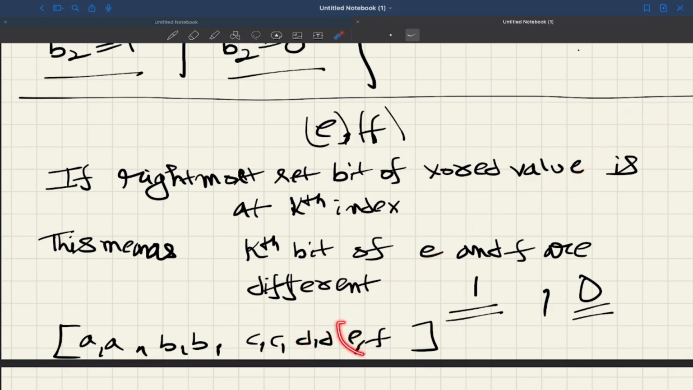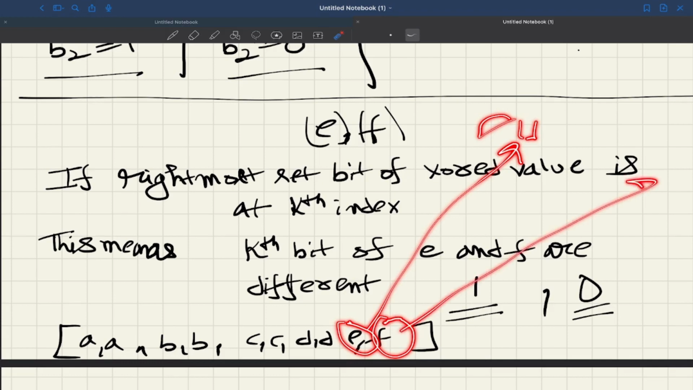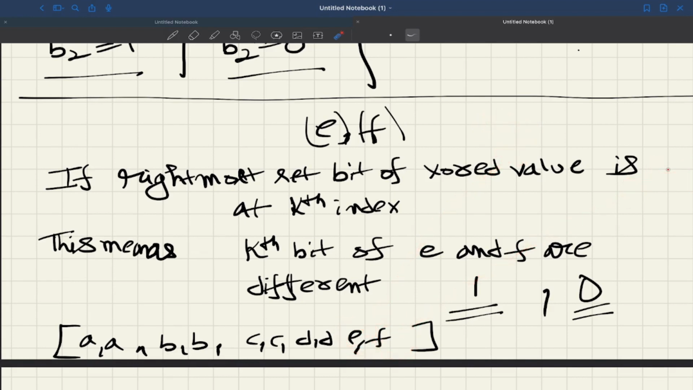And if E has the kth bit set, I will place it in group 1. Since the kth bit of E is set, F will definitely have the kth bit not set, that is 0, so it will end up in group 2. So if I divide the entire array on the basis of the kth bit, all the numbers whose kth bit is set, put them in group 1. All the numbers whose kth bit is 0, put them in group 2.